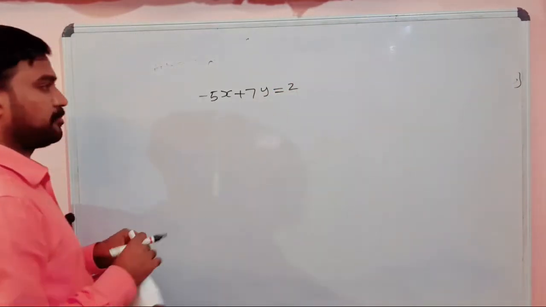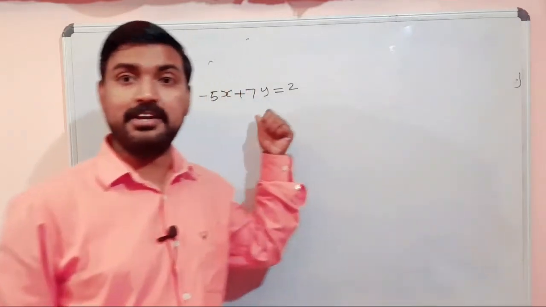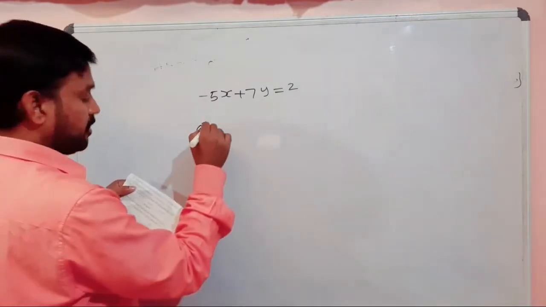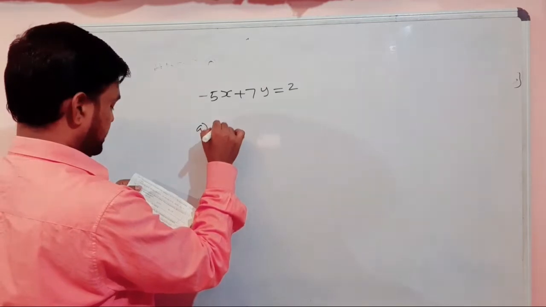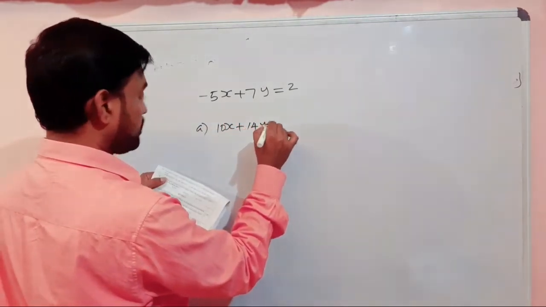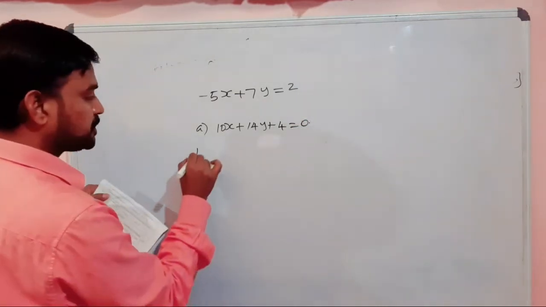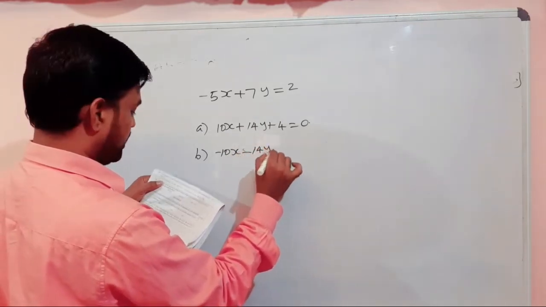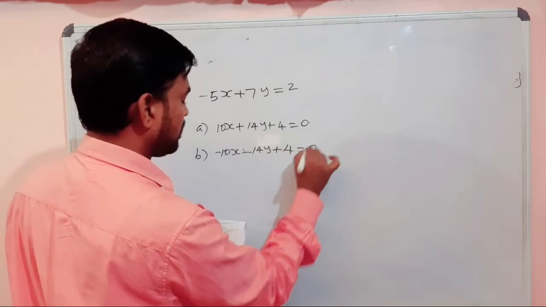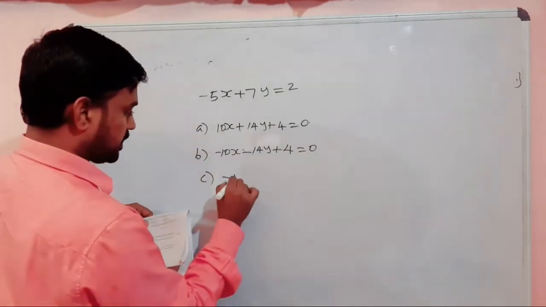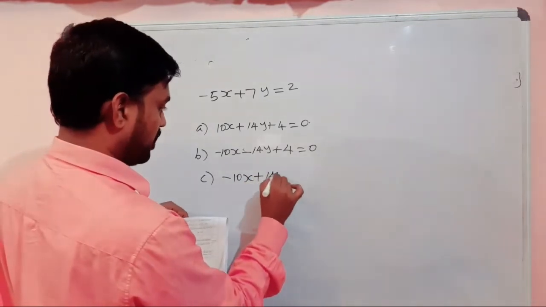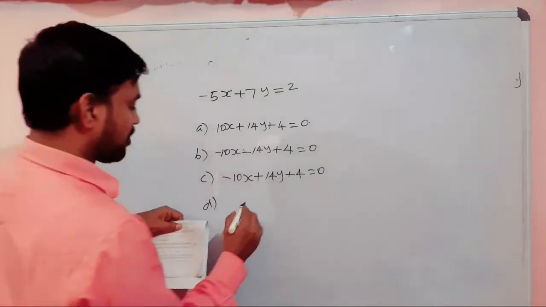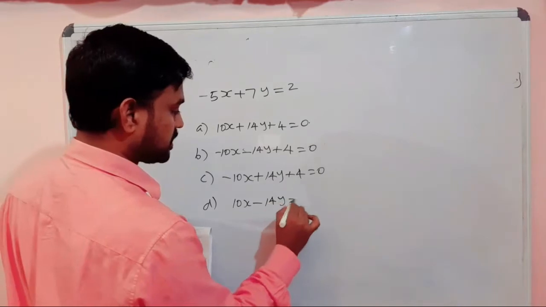A pair of linear equations means there will be two linear equations. So only one is given. The second equation can be identified. For that, four options are given. Option A: 10x plus 14y plus 4 is equal to 0. Option B: minus 10x minus 14y plus 4 is equal to 0. Option C: minus 10x plus 14y plus 4 is equal to 0. And option D: 10x minus 14y is equal to minus 4.